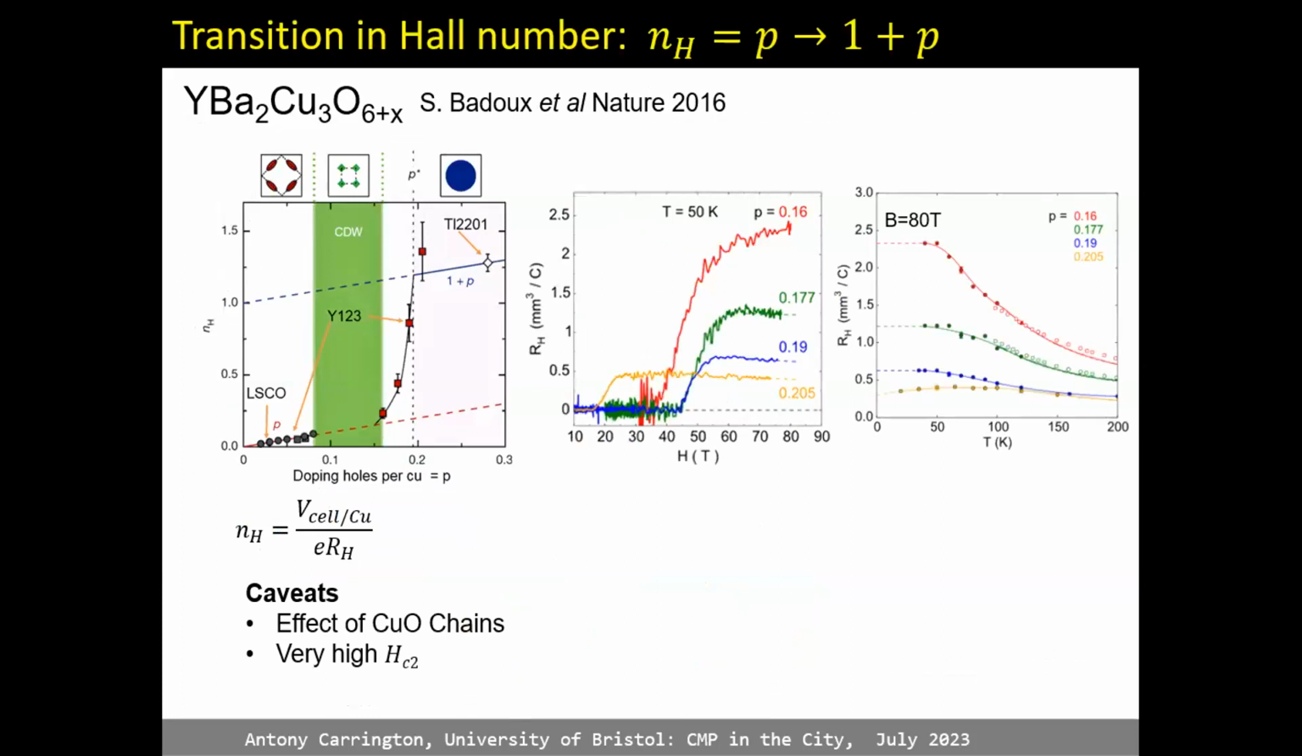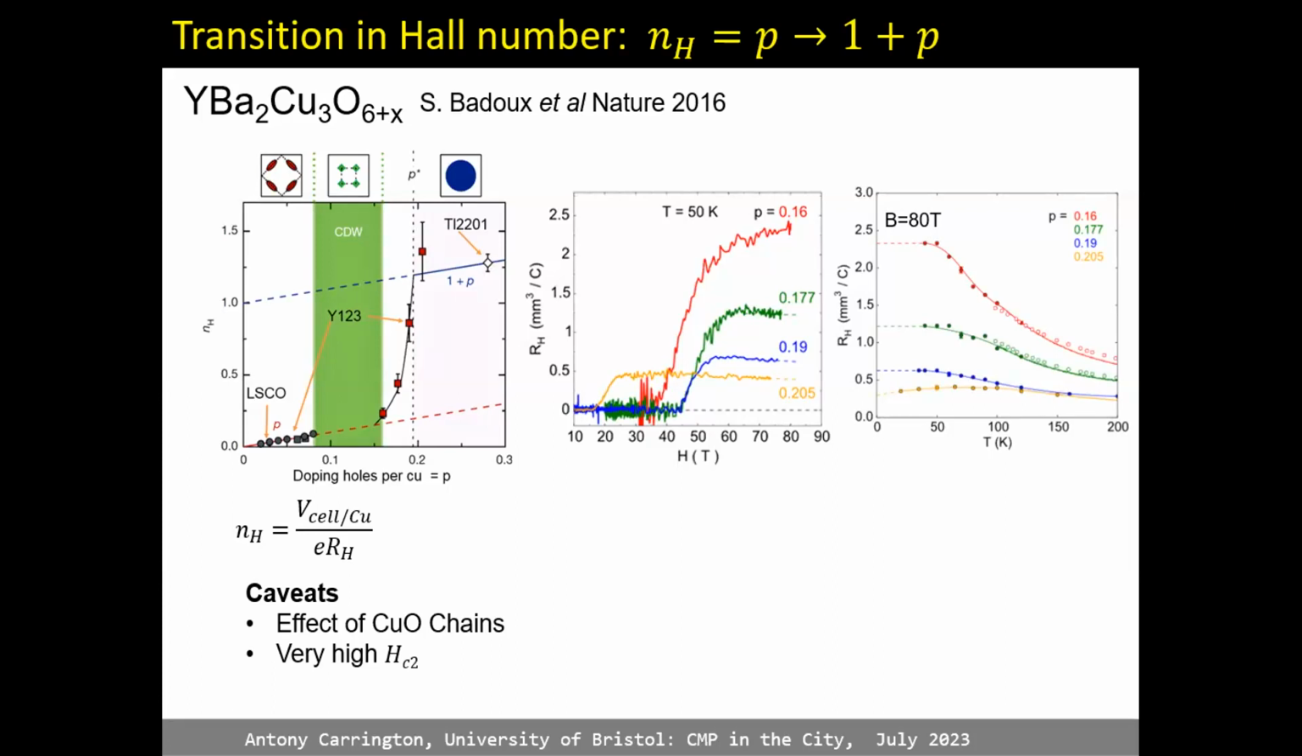Okay, we're thinking a little about quantum critical points, and an important milestone were experiments done by Sven Badoux and Louis Taillefer back in 2016. They looked at the variation of the Hall number, which is essentially one over the Hall coefficient. In a simple model of the Fermi surface, with simple Boltzmann transport, you'd expect this to be proportional to the carrier density. I'll say a little more about when that is true in a minute. In this plot we've got some data at low doping, which is from LSCO, where this varies proportional to the number of doped holes, p.